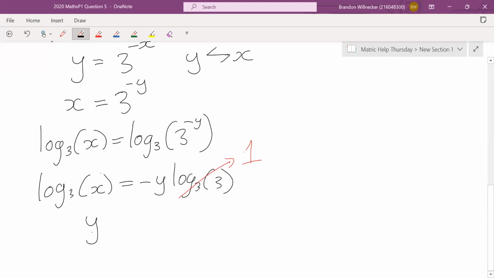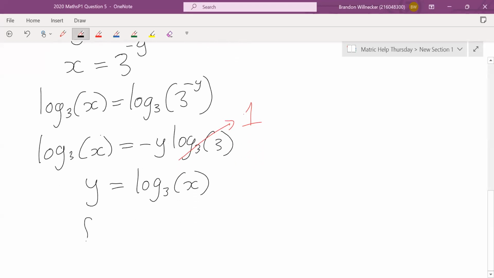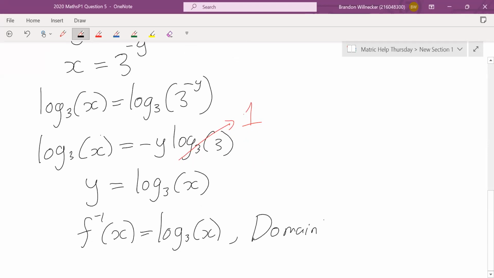So we have y is equal to log base 3 of x, and this is going to be our f inverse. So f inverse of x is equal to log base 3 of x, and from this we can conclude that the domain is given by all x values greater than 0. So that's the longer way of finding f inverse first and then finding the domain.